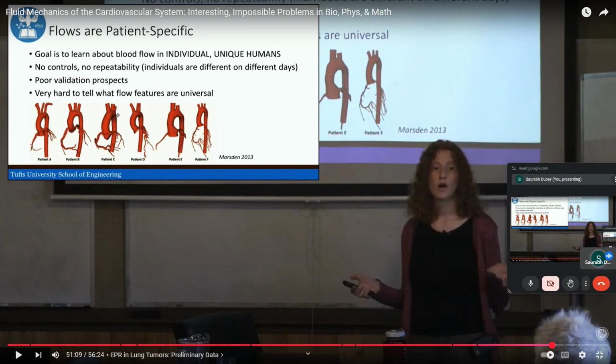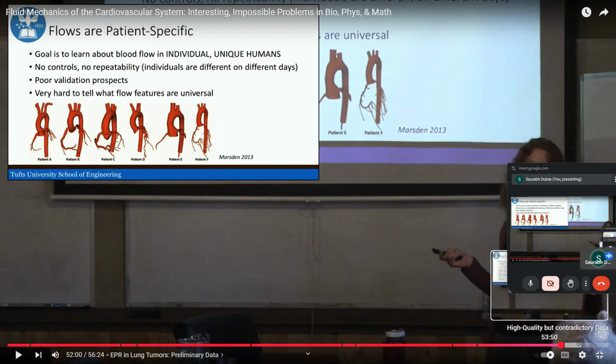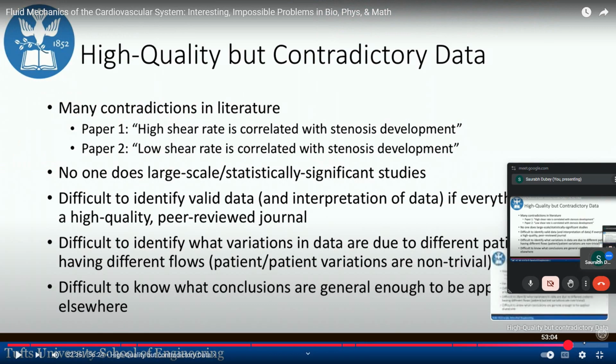Computationally, it is very costly. Flows are patient specific, so the goal is to learn about blood flow in individual, unique humans. There is no control and no repeatability. Individuals are different on different days. There are poor validation prospects, and it is very hard to tell what flow features are universal. Different patients have different things happening, right?